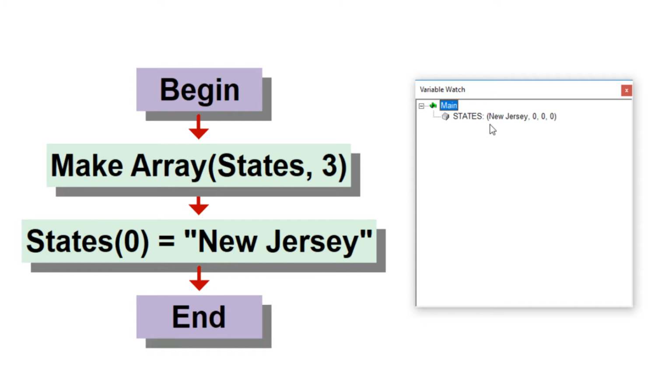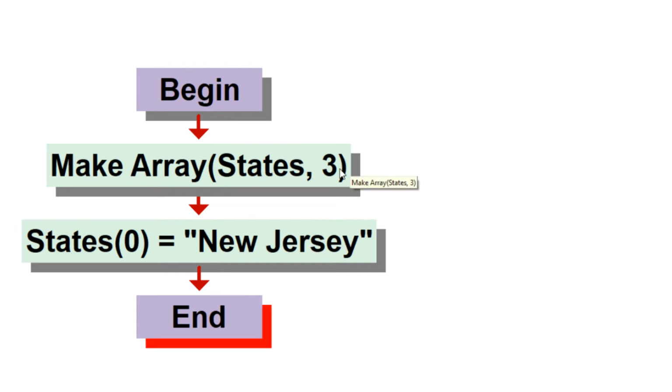So I actually made a small error, right? Because the first index is 0, the second is 1, the third is 2, and the fourth is 3. If I only want to save 3 states, I really need to go back here and make my upper bound 2. So let's make that correction.